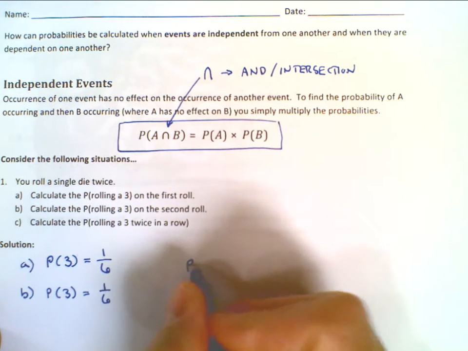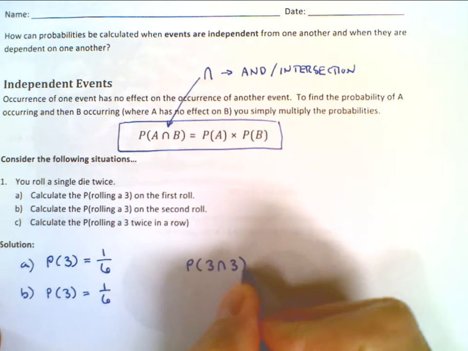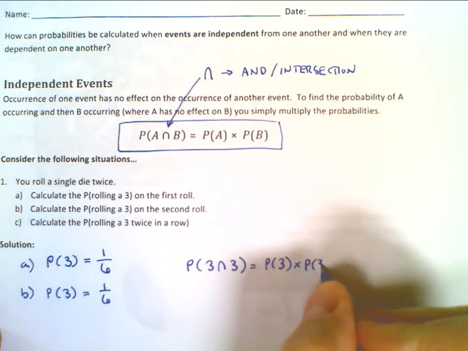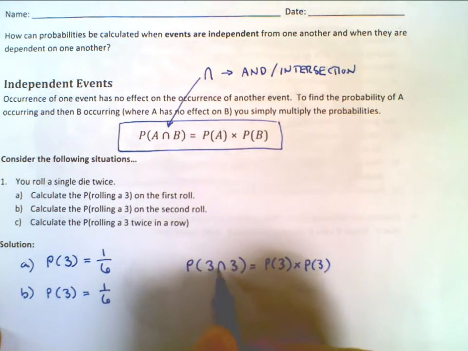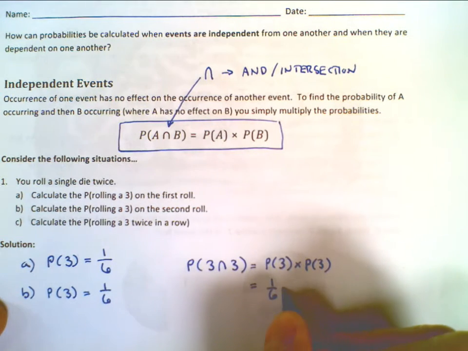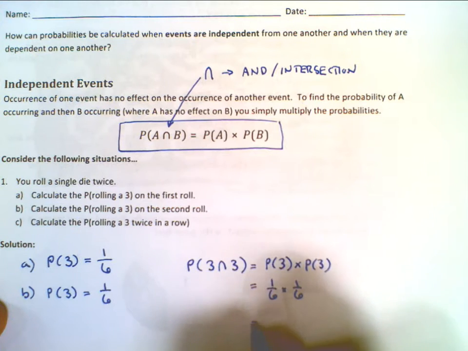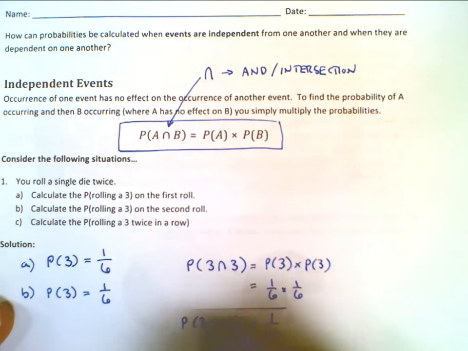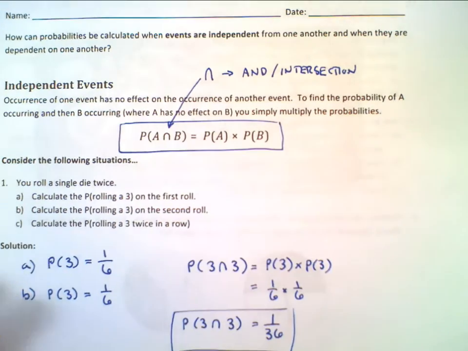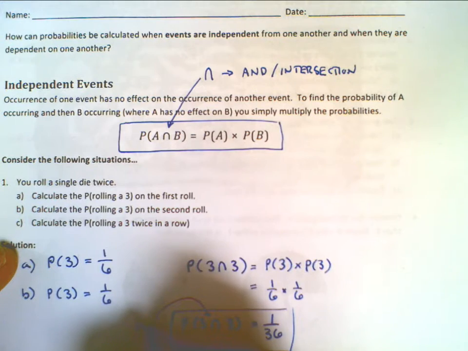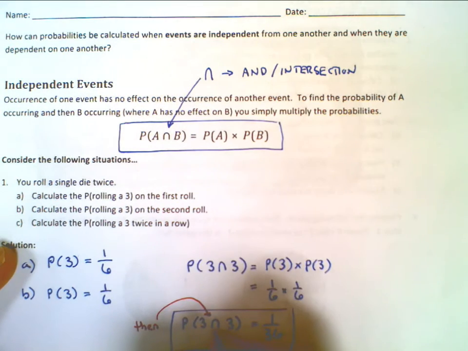So the probability of rolling a 3 and then a 3 is the probability of rolling a 3 times the probability of rolling a 3. I should write rolling 3, then rolling 3 like this. So it becomes 1/6 times 1/6, which is 1/36. So the probability of rolling a 3, then a 3. So that's a good way to read it, actually, is to read this intersection symbol, the word and, read it as then. Probability of rolling a 3, then rolling a 3 is 1 over 36.